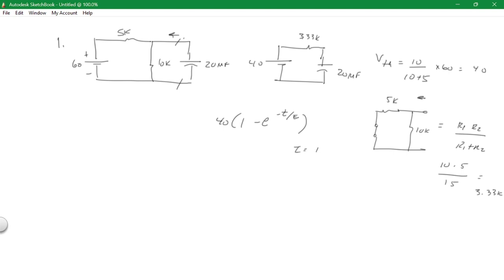And that tau is equal to RC, which is equal to what? It's 20 times 10 to the minus 6 times 3.33 times 10 to the third, or 66.6 times 10 to the minus third, something like that. Is that right? Yeah. Thanks. Any questions about that?